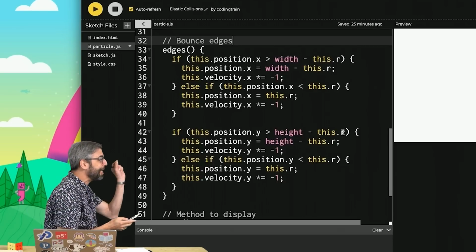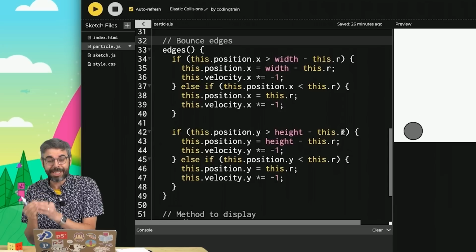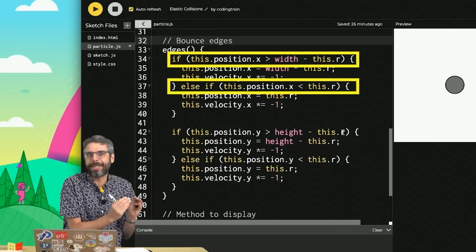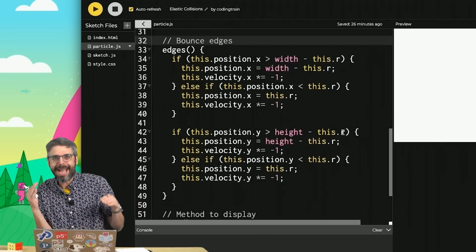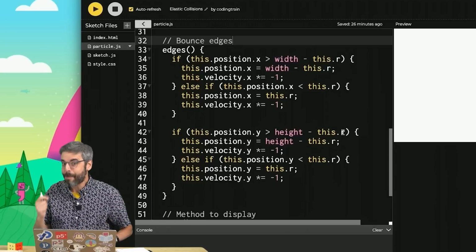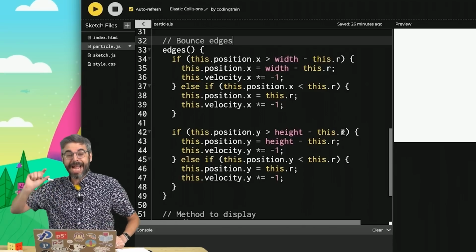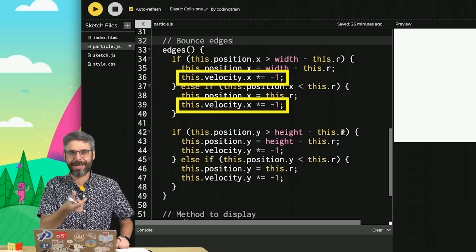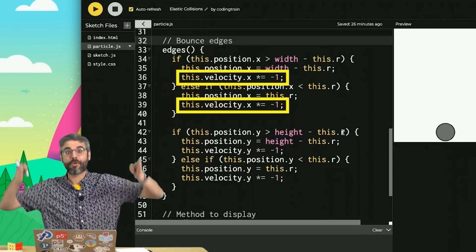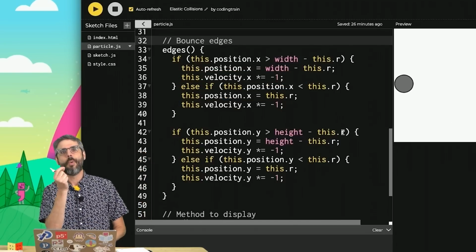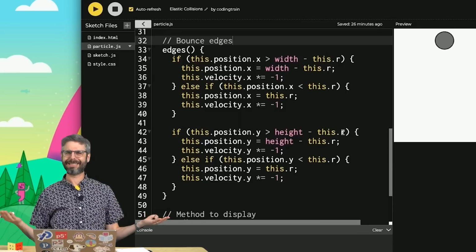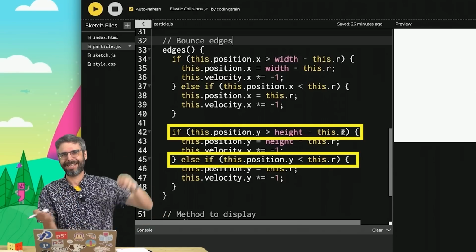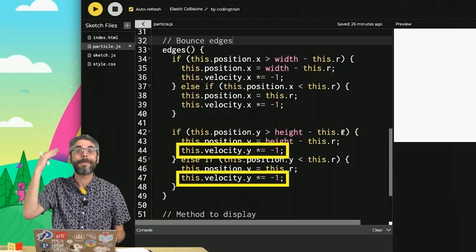I've got collision detection. Does the position along the x-axis reach either edge? And if so, perform collision resolution by inverting the polarity of the x component of velocity for the vertical edges, and the y component of the velocity for the horizontal edges, the top and the bottom.